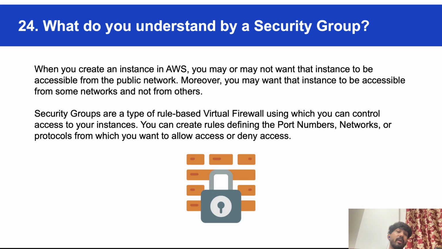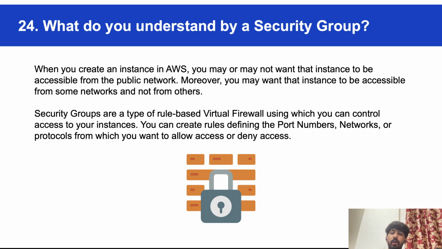Coming to the next question, what do you understand by a security group? To be very simple, a security group is basically like a virtual firewall. When you create an AWS instance, you may or may not want that instance to be accessible from the public network. Moreover, you may want that instance to be accessible from some networks and not from others. For example, you are creating an instance and only you want to access it. You know the IP address of your PC, right? In the security group, you can pass on your IP address and only you would be able to log in to that EC2 instance, even though somebody else has the private key. Let's say you have given the private key to someone else, they wouldn't be able to log in because they wouldn't have the IP address.